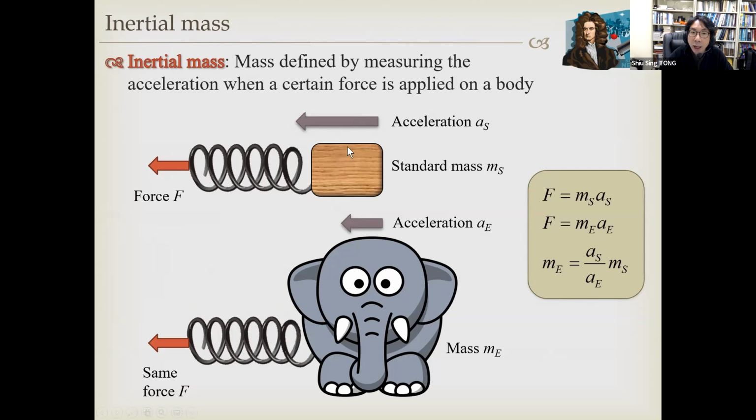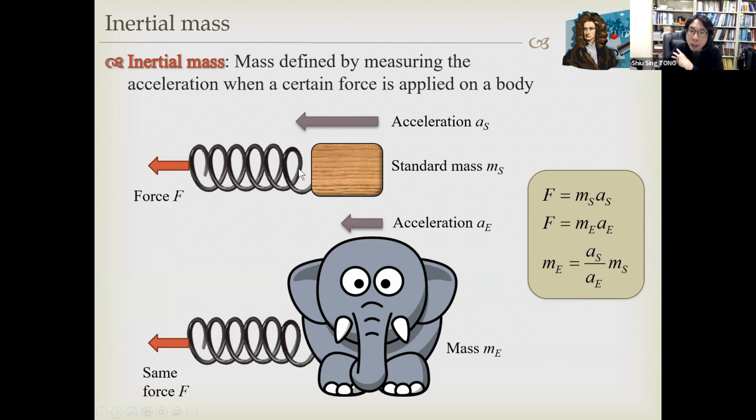Now, let's take this example. Suppose we have a standard mass. The standard mass may be a standard mass in the Paris laboratory. That mass is a standard 1 kilogram. Nowadays, we are using a different method to define the mass. But anyway, let's assume that we have a standard mass. This mass is 1 kilogram. And I call this mass ms.